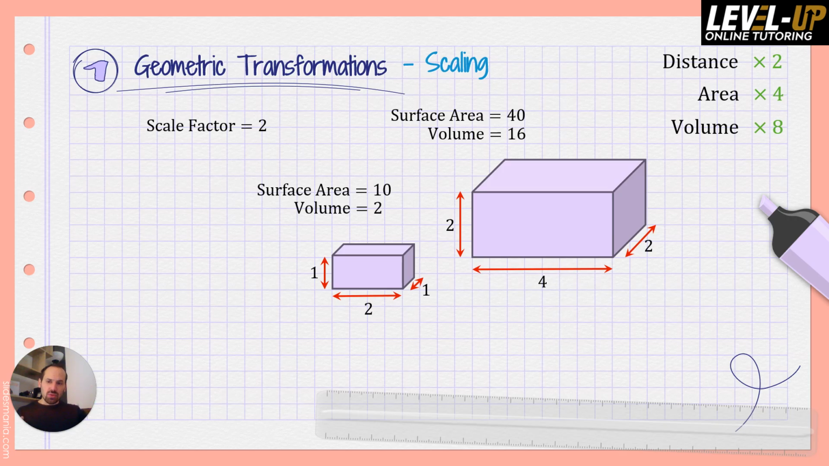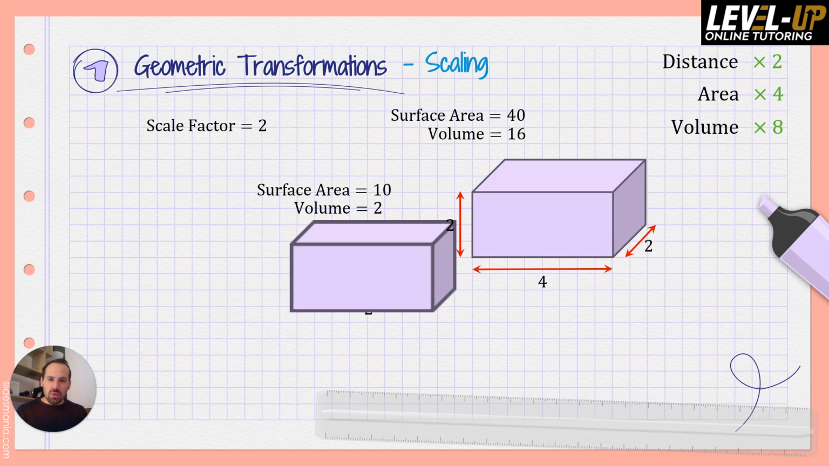So if distance scales by 2, area will scale by 2 times 2. And volume is distance times distance times distance. So volume will scale by a factor of 2 times 2 times 2. So depending on the scale factor of the distance, we can then determine how the area and volume are going to change.